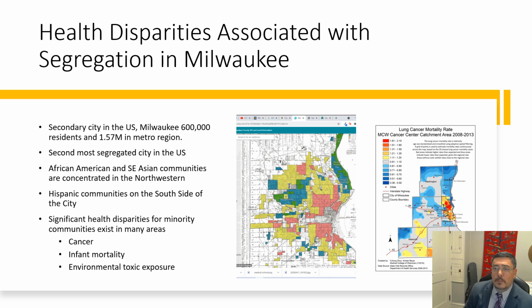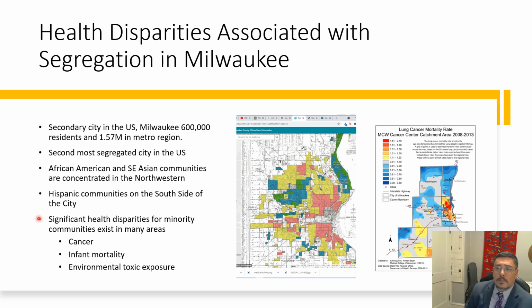I'll be focusing quite a bit today on the health disparities associated with segregation in the city of Milwaukee. Milwaukee is a secondary city in the Midwest of the United States with a population of about 600,000 people and about 1.5 million people in the metro region. It is the second most segregated city in the United States by ethnicity and is also very highly segregated by economic status. The African American and Southeast Asian communities are concentrated on the northwestern part of the city and the Hispanic communities on the south side.